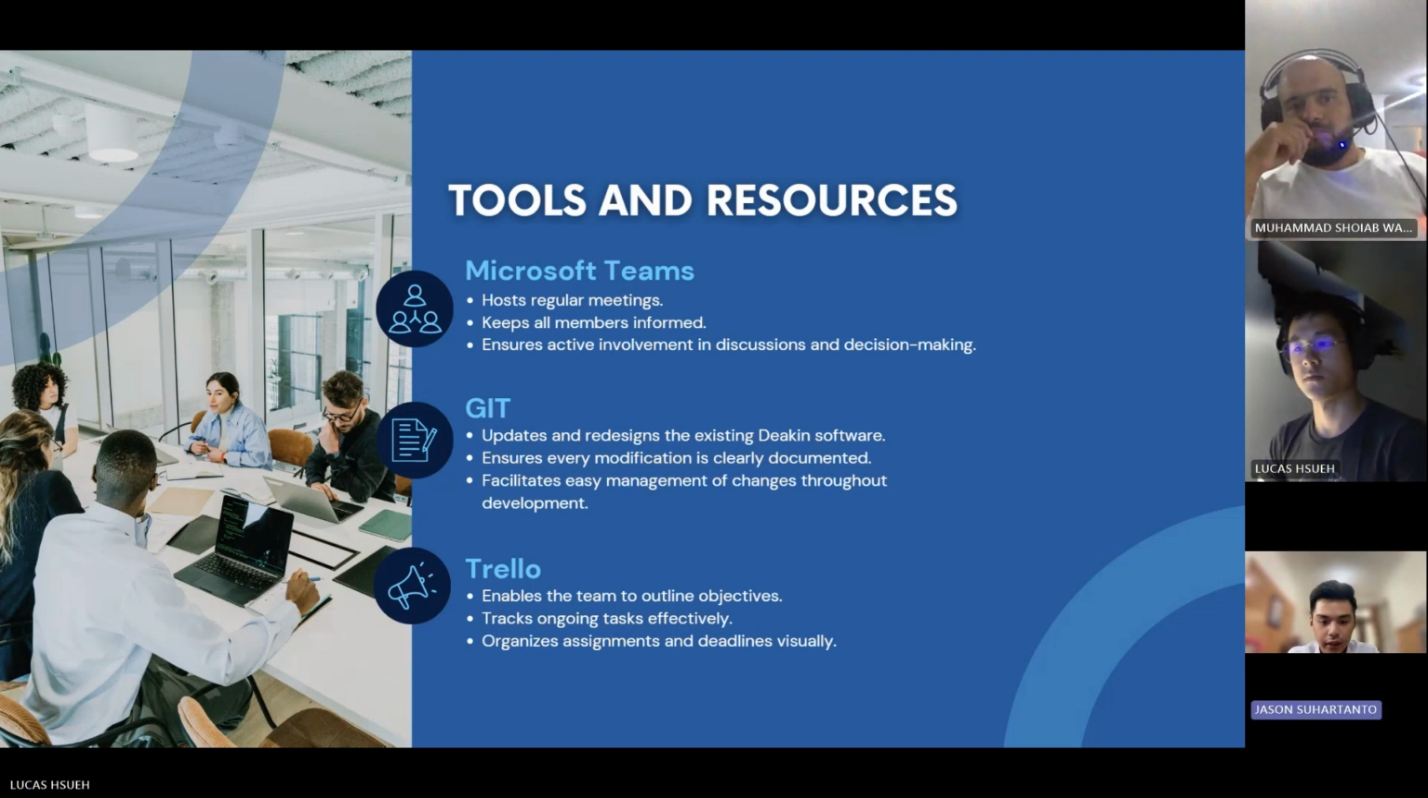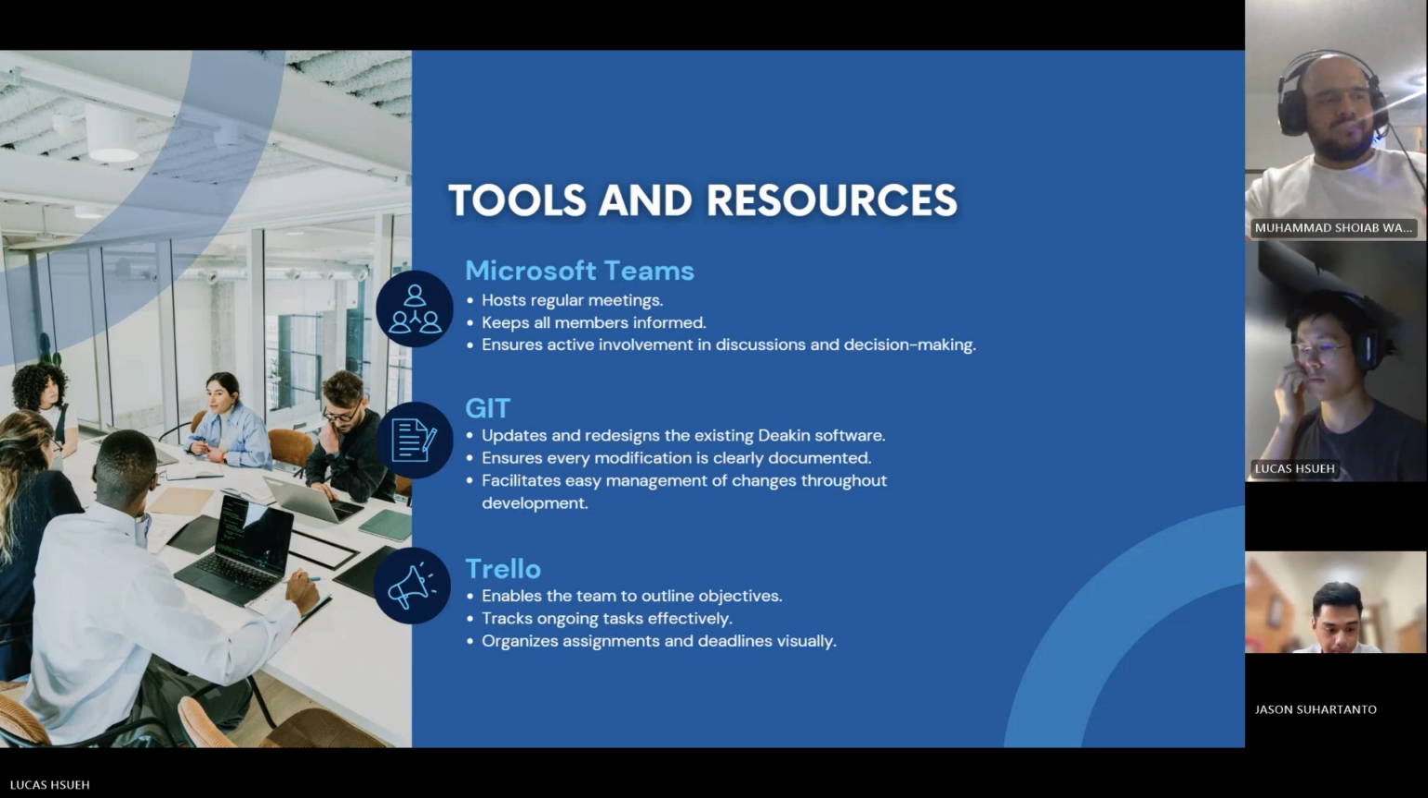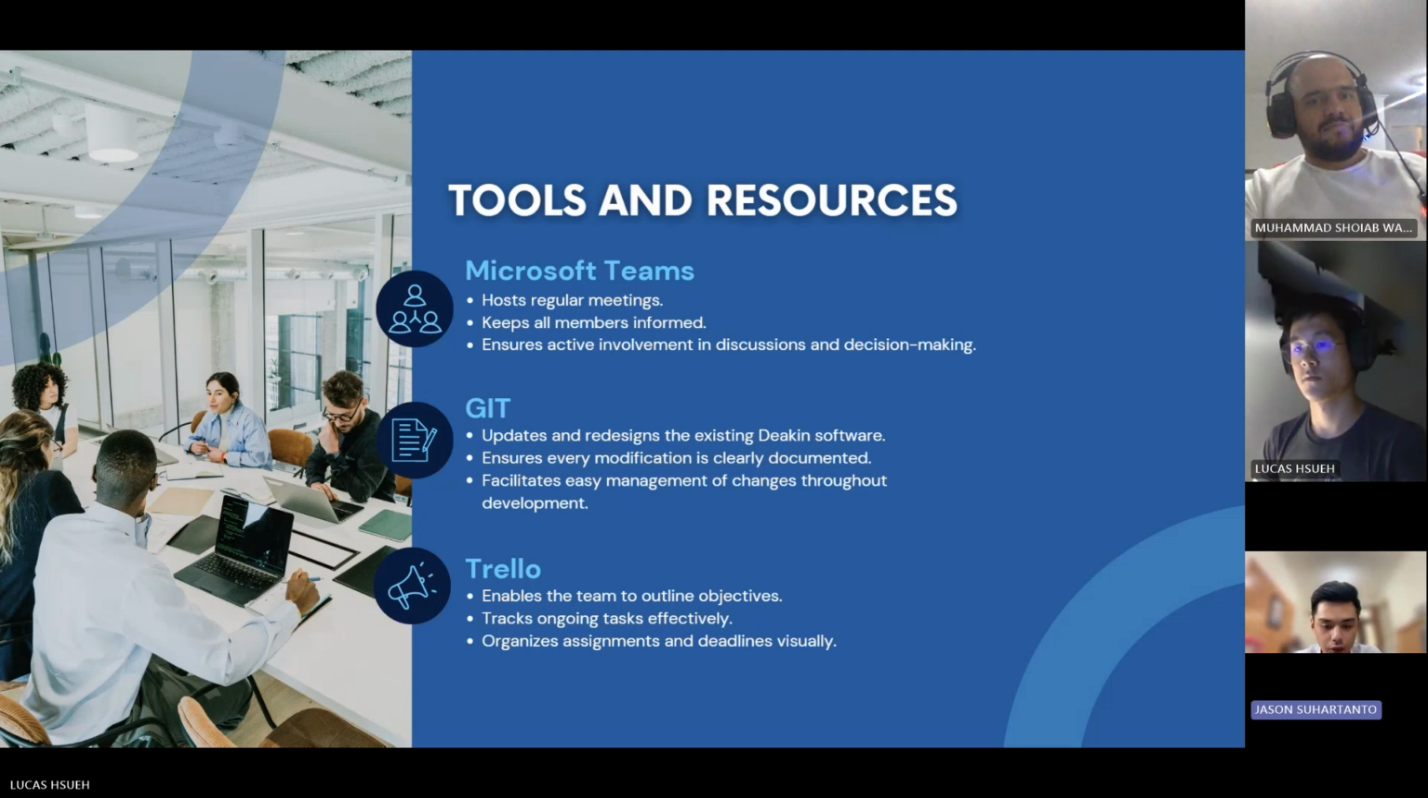Yes, correct. So next we have Git. In this particular task, Git will be used to update and also redesign the existing Deakin software, and ensures every modification is clearly documented and easily managed throughout the development process. Lastly, we have Trello. Trello is used to outline objectives, track ongoing tasks effectively, and maintain collective accountability by visually organizing assignments and deadlines.